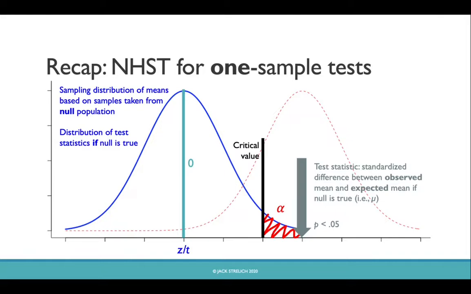So again, this has been a recap of the logic of null hypothesis significance testing for one-sample tests, both z-tests and one-sample t-tests. The underlying idea is that we want to figure out how likely our test statistic would be to occur if the null hypothesis were true. If the test statistic is extremely unlikely to occur if the null hypothesis were true, we conclude that the null hypothesis is not true, and we reject the null.